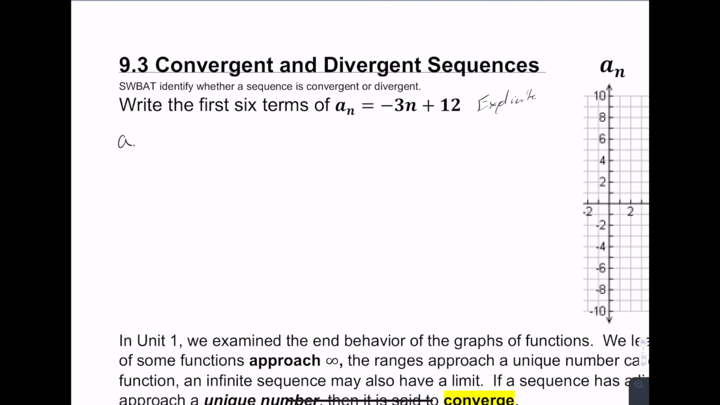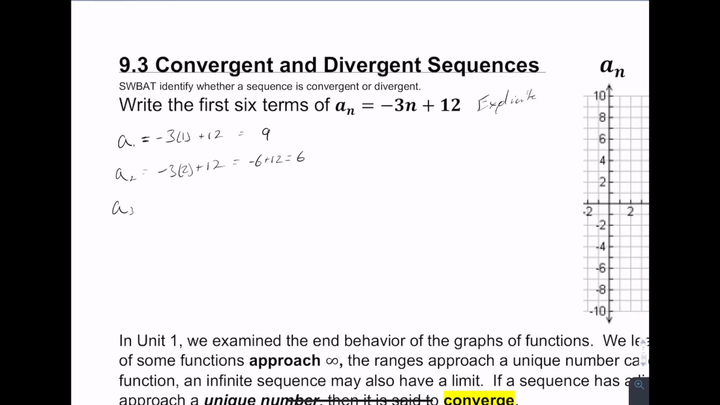So a1 is going to be negative 3 times 1 plus 12. Okay, well, that's easy. That's just going to give us 9. Okay, a2, that's going to be negative 3 times 2 plus 12. Well, that gives us what? Negative 6 plus 12, so that gives us a 6.